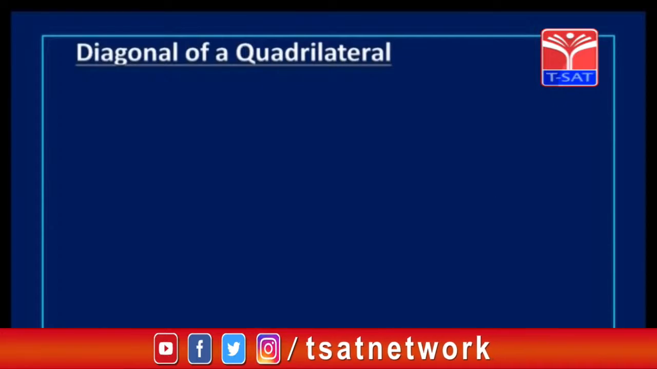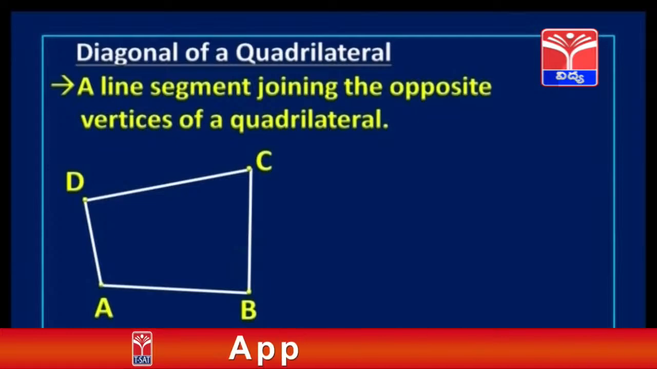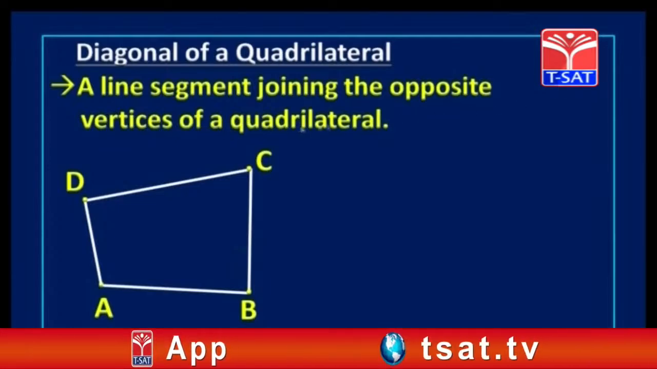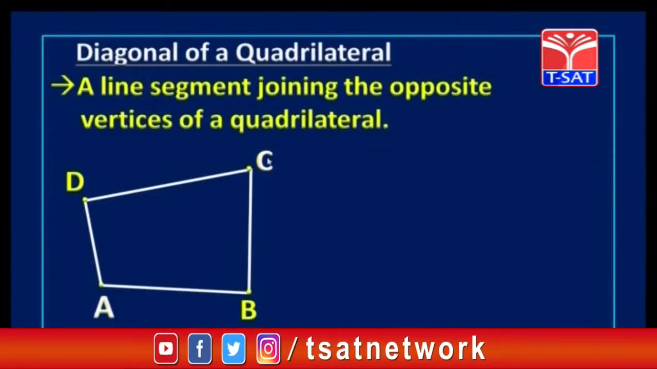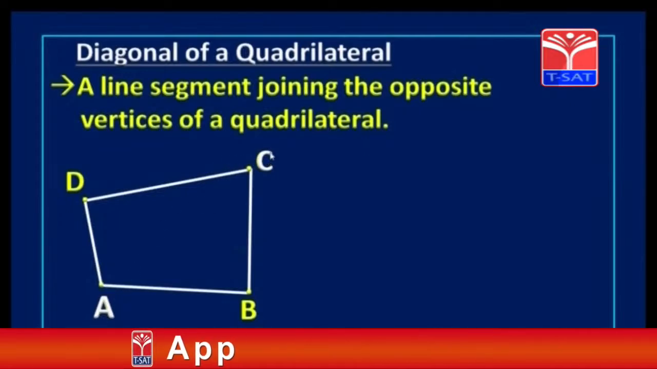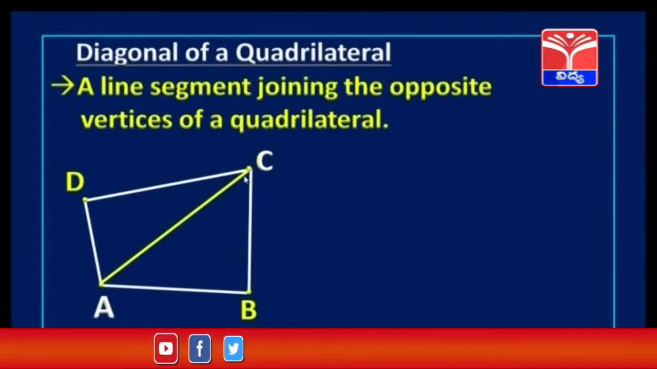Okay, let us understand what is the diagonal of a quadrilateral. A line segment joining the opposite vertices of a quadrilateral is called diagonal. Children, here I am taking a quadrilateral ABCD. Okay, for A, the opposite vertex is C. So when I join this, I will get a diagonal. So when I join this with a line segment, I am calling it as a diagonal.